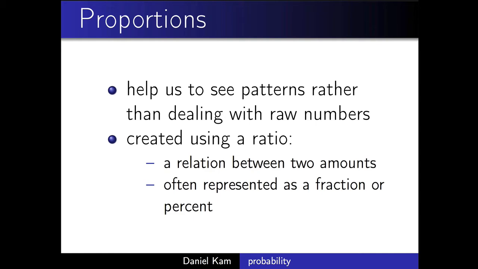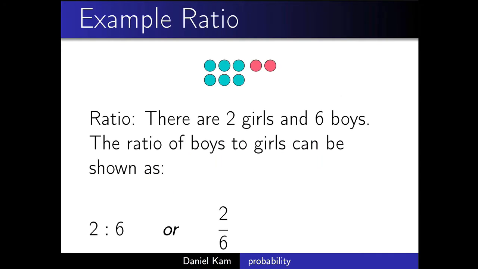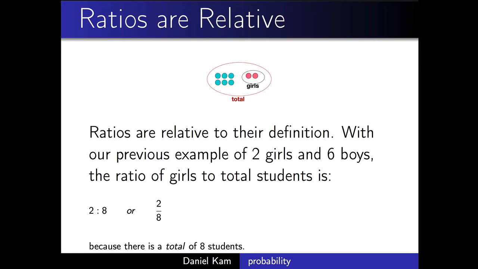And proportions are created using ratios. Ratios are just basically a relation between two amounts. They're often represented as a fraction or as a percent. For instance, if there were 2 girls represented by the pinkish circles and there are 6 boys represented by this tealish color, the ratio would be 2 to 6, 2 girls to 6 boys. It could be written with a colon like it does on the left, or it could be written as a fraction, 2 over 6.